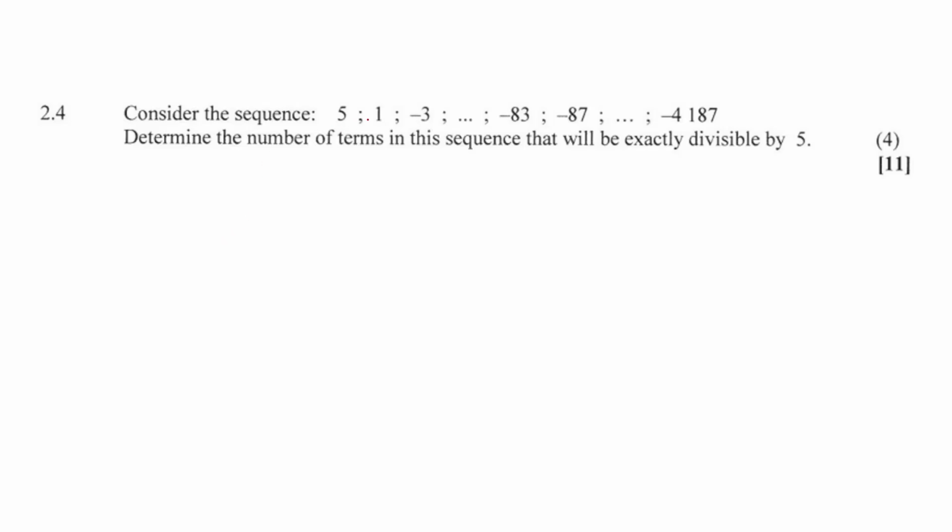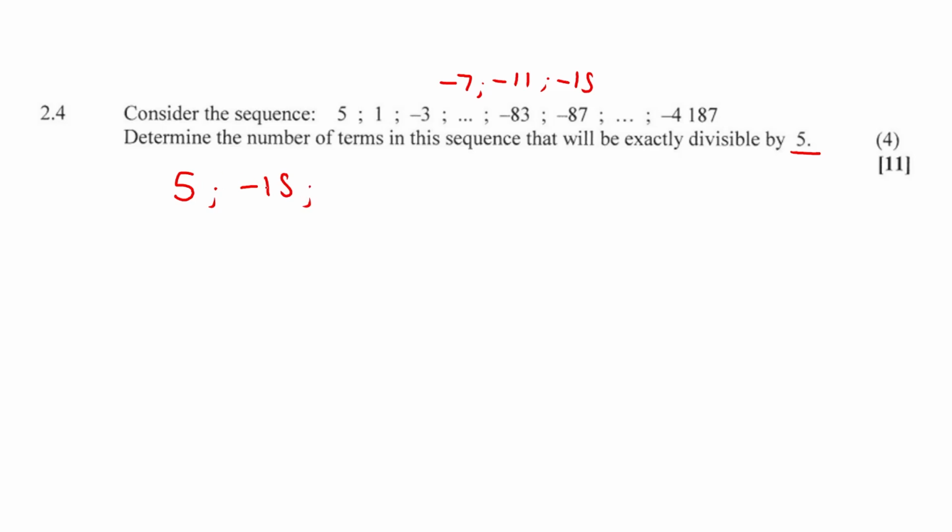2.4, consider the sequence 5, 1, negative 3 all the way to negative 4,187, and determine the number of terms in the sequence that are exactly divisible by 5. Okay, so this is a bit of an issue here. We need to create our own sequence pretty much. So it's going to go 5, 1, negative 3, negative 7, negative 11, negative 15. So we are going to use the negative 15.